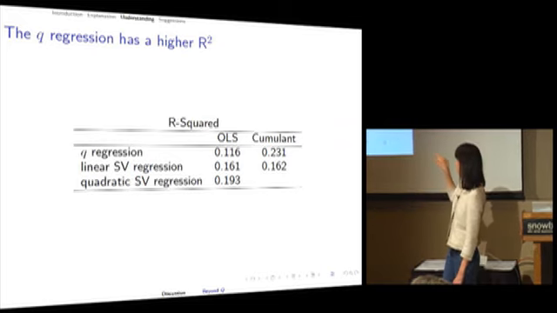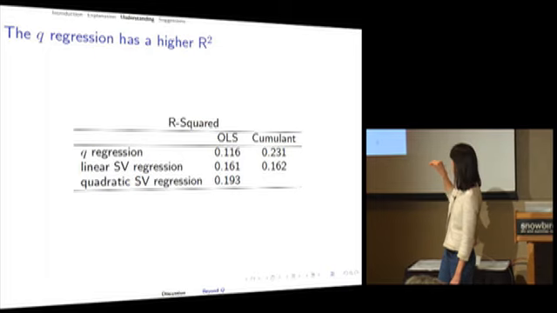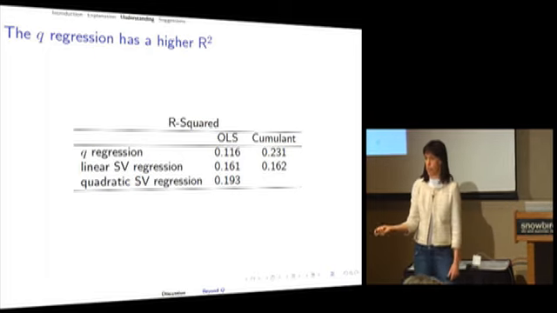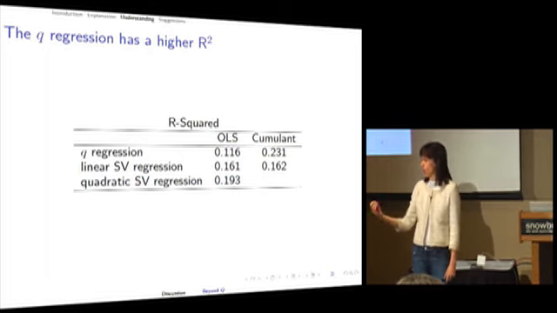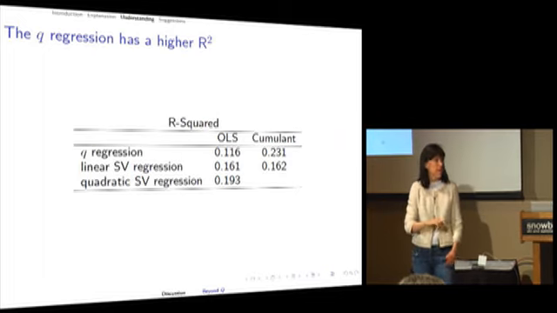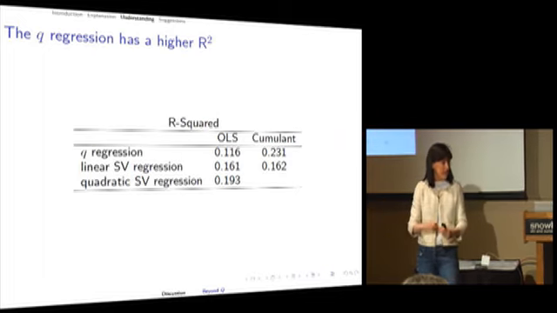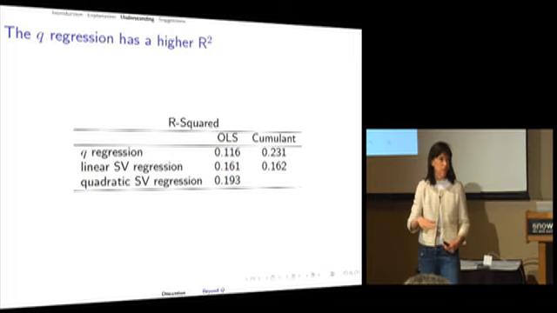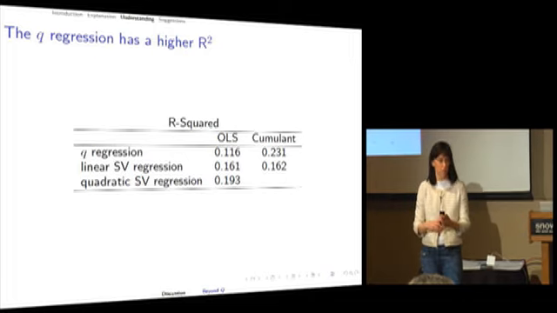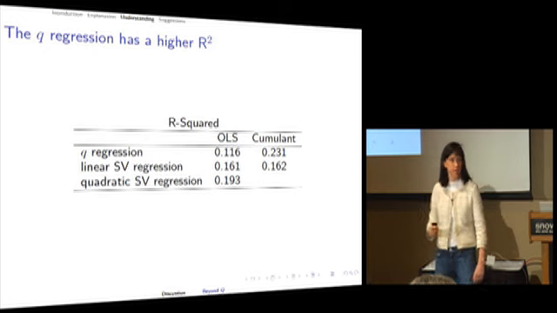You can do the same thing to the linear state variable regression, and you get a tiny boost in R-squared, i.e. those state variables are reasonably well measured, but they're not capturing as much variation as Tobin's Q. I didn't want to do it for the quadratic. I would have had to do too much programming. Not worth it for a discussion. Okay.